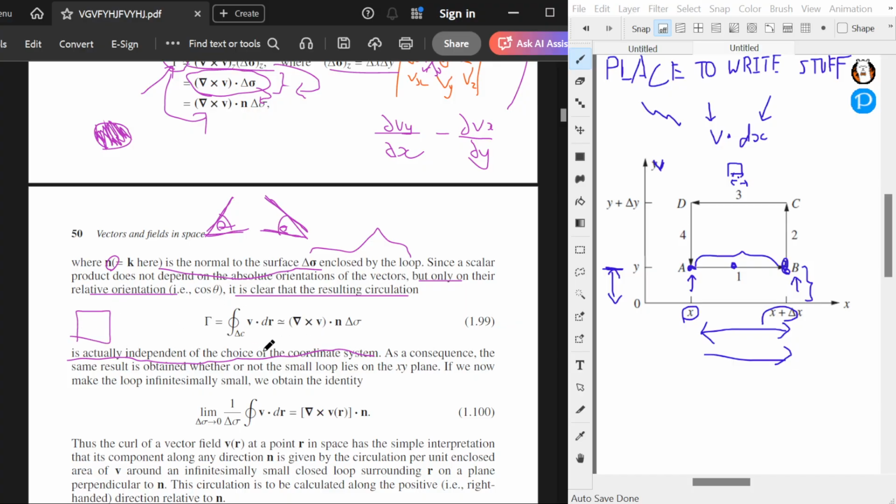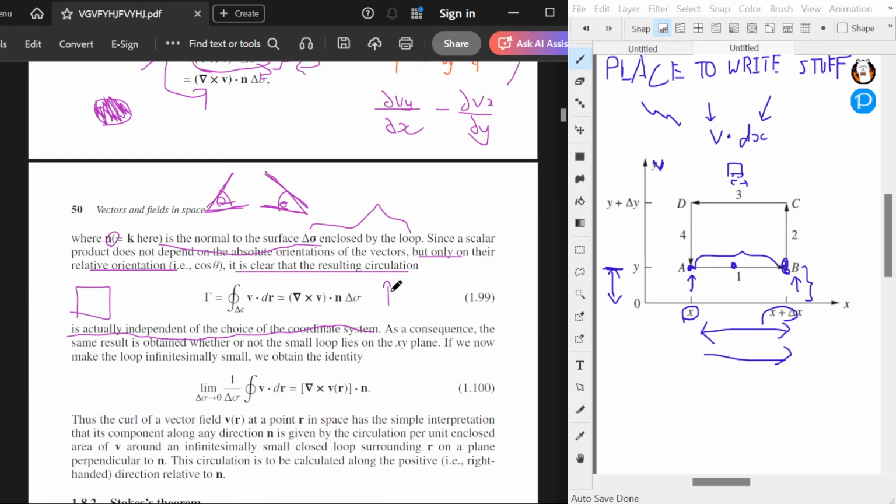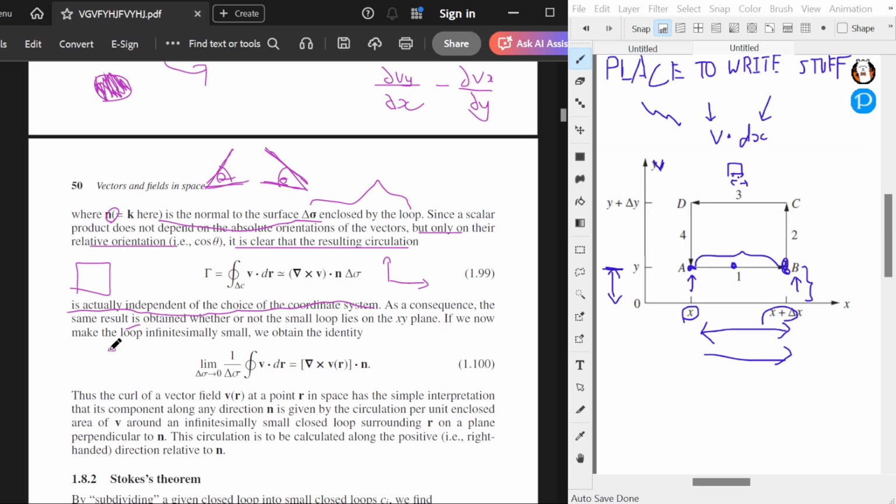It's actually independent of the choice of the coordinate system. So it doesn't matter that we did it on a plane. The same result is obtained whether or not it's on the plane. If we now make the loop very, very small, we obtain the identity, delta this.